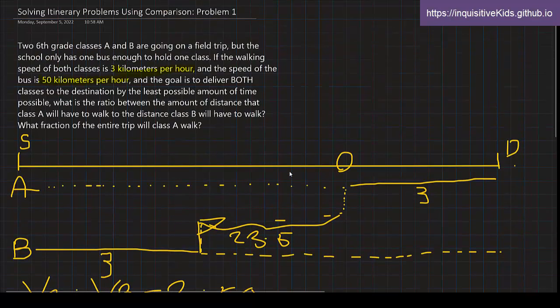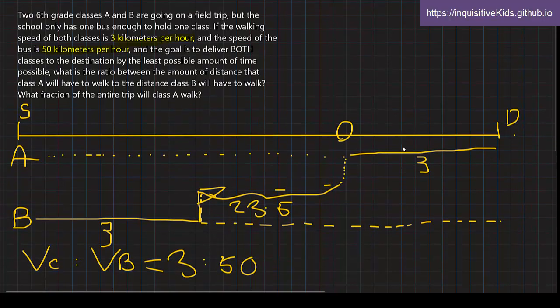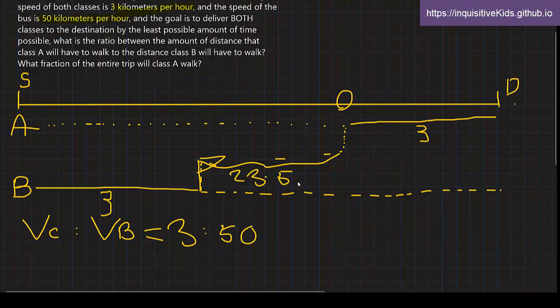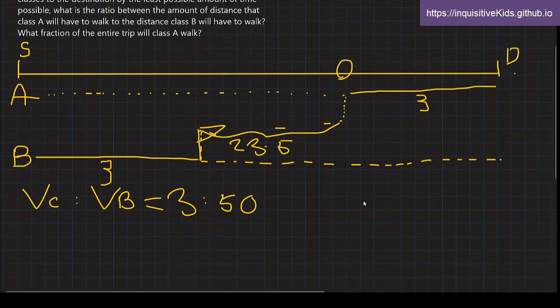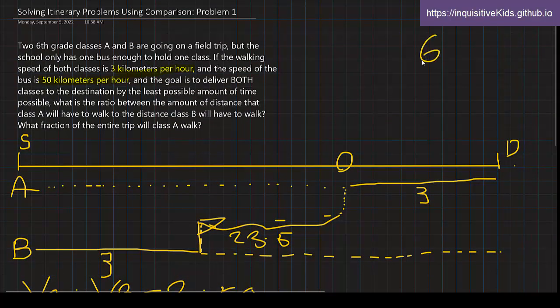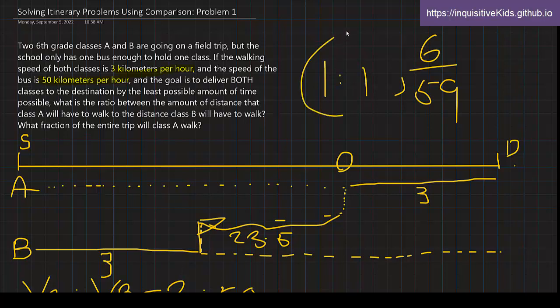So now we can answer the second question. What fraction of the entire trip will class A walk? Well, class A walks 3 units, but the entire trip is 29.5 units. So if we multiply both the numerator and denominator by 2, we have 6 over 59. But that's only the answer to our second question. The answer to our first question will be 1 to 1, right? That was the ratio of the amount that class B walks to class A. It's 3 to 3, 1 to 1.